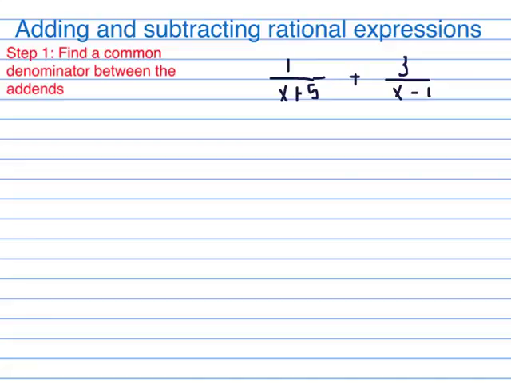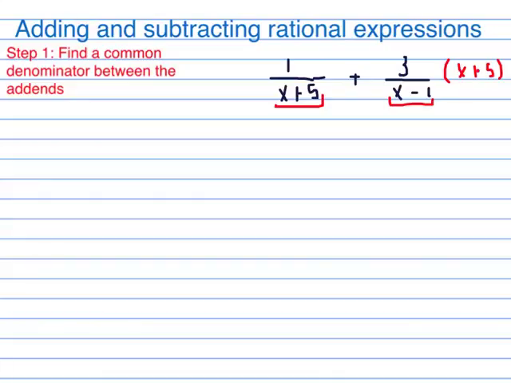Alright, so step 1 is we are going to find a common denominator between the two addends. So I have x plus 5 in my denominator here, and I have x minus 1 in my denominator there. I need those to balance each other out. In order to add fractions, the denominators have to be the same. That is one of the most important things of adding fractions, getting those denominators the same.